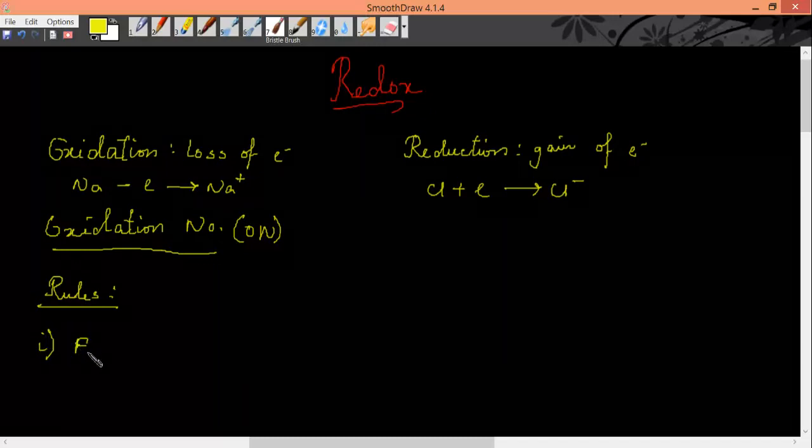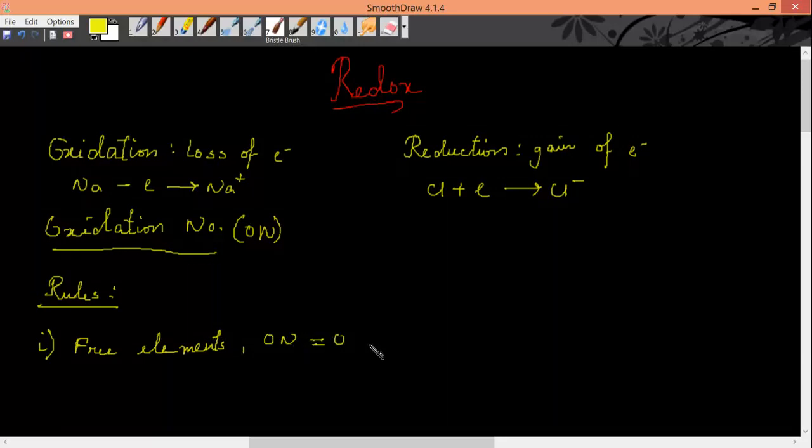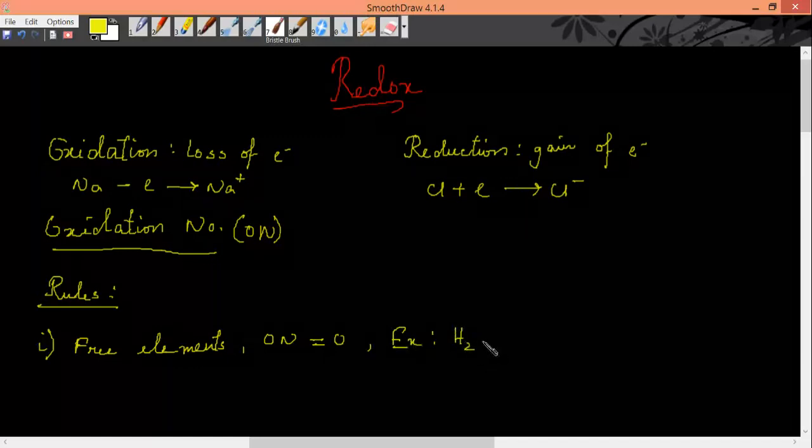oxidation number of free elements equals 0. For example, hydrogen, nitrogen, sodium, in all the cases oxidation number is 0.